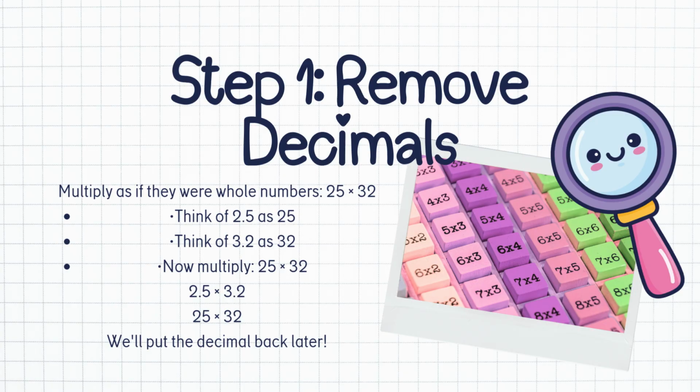Here's where it gets fun. We're going to temporarily forget about those decimal points. Just pretend they're not even there. 2.5 becomes 25. 3.2 becomes 32. Now we just have a regular multiplication problem. 25 times 32. This is something you already know how to do. Don't worry, we haven't lost those decimals. We'll bring them back in just a moment.